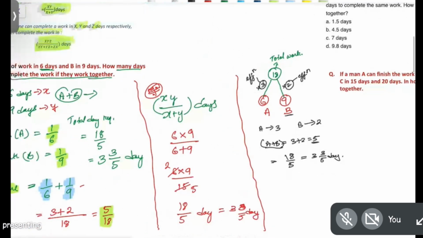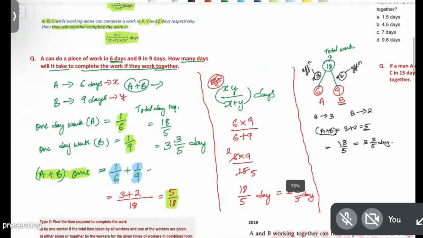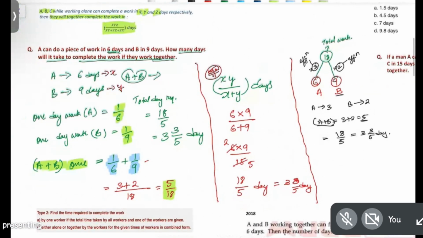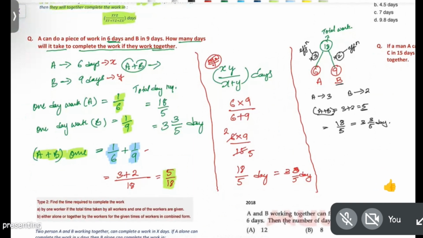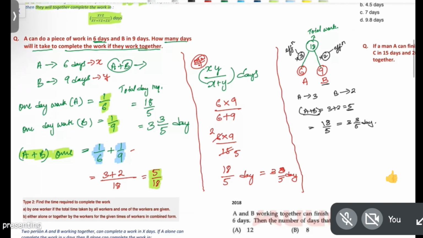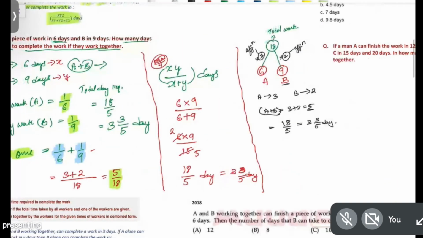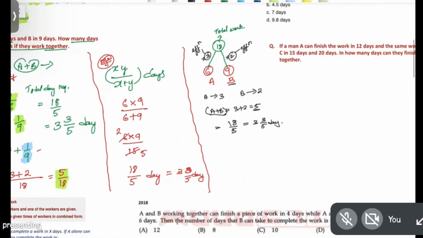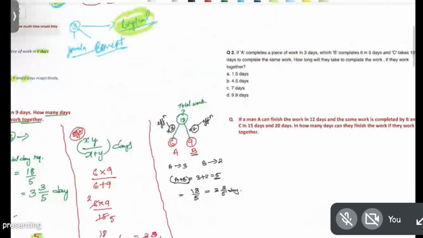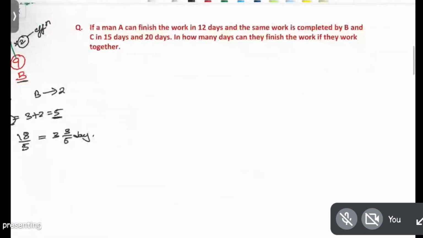Any doubts here in this question? I'll try to teach all the 3 ways in every question. Let's see how long it will take. That is number 1. And number 2 is together we can finish a piece of work. I'll try one more question. After that, I'll go to type number 2.